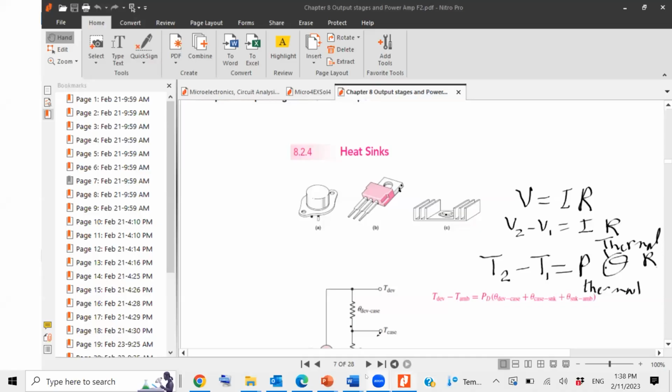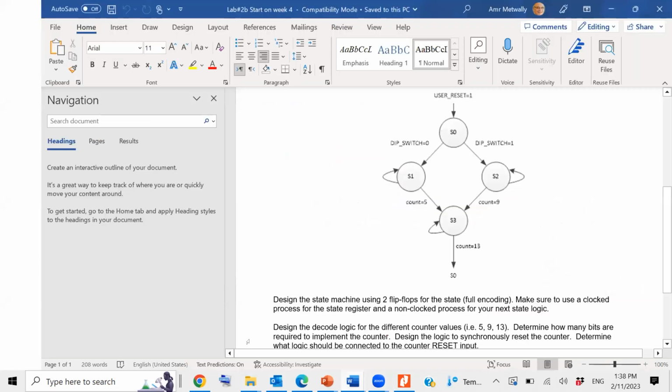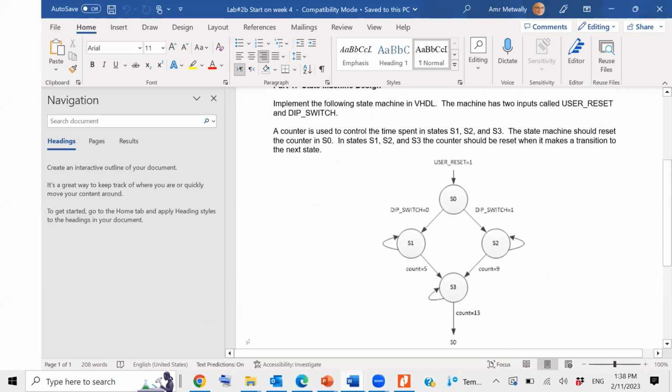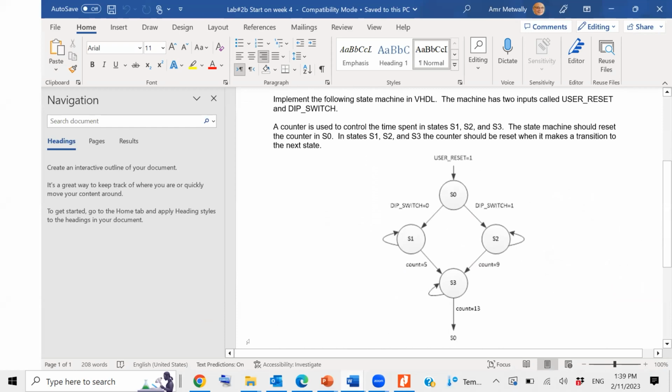I believe I am going to move to our next assignment, that is Lab 2B. I know that some of you have already started it. That's fine, I can catch up. This is our Lab 2B. I have here only 4 states.